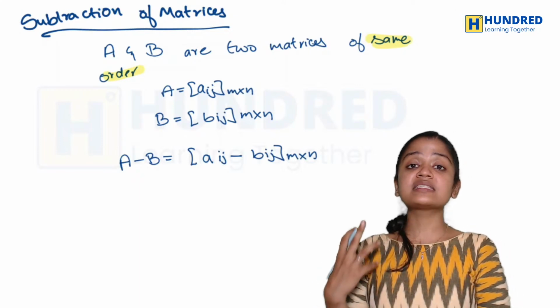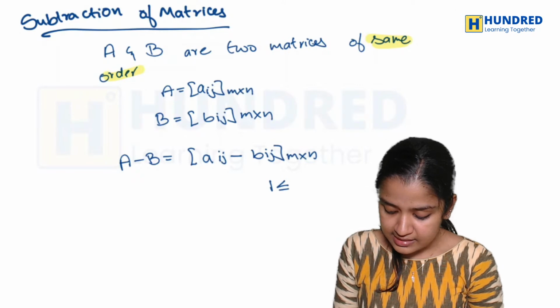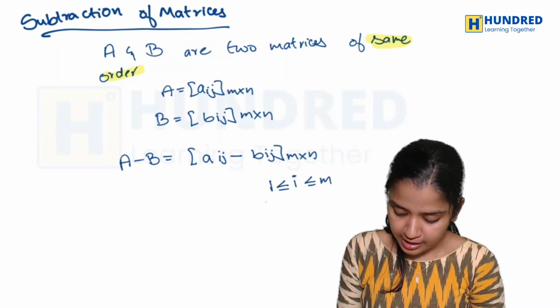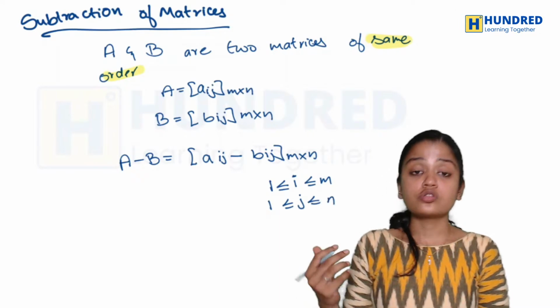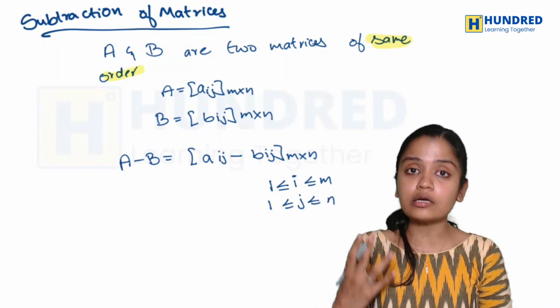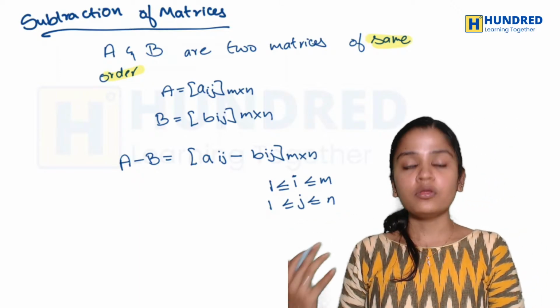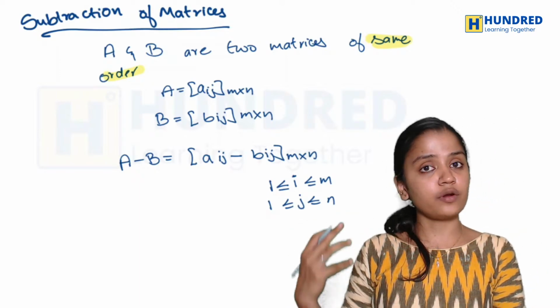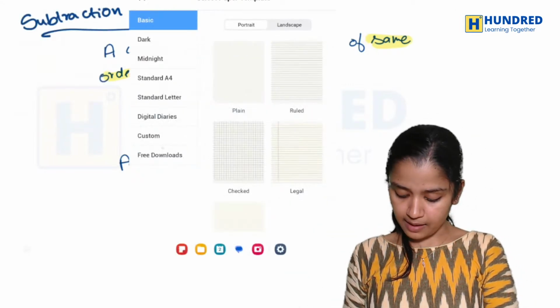Okay, you will be subtracting the elements basically. So it will be 1 less than or equal to I less than or equal to M, and again 1 less than or equal to J less than or equal to N. So this will be my order of it. Generally your I will be varying from 1 to M, your J will be varying from 1 to N. Okay, same way, let me give you an example.